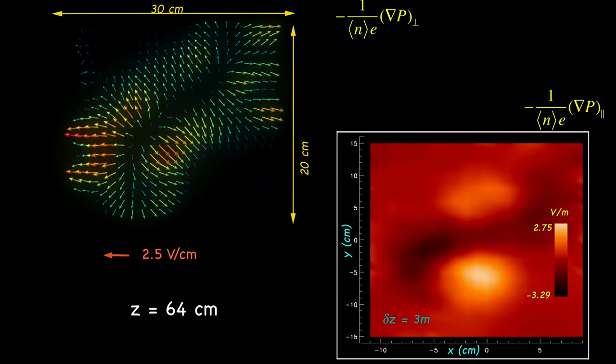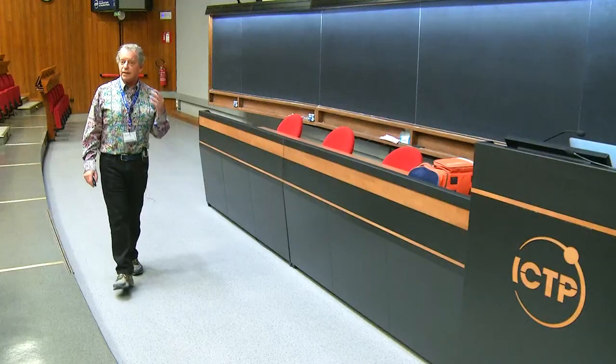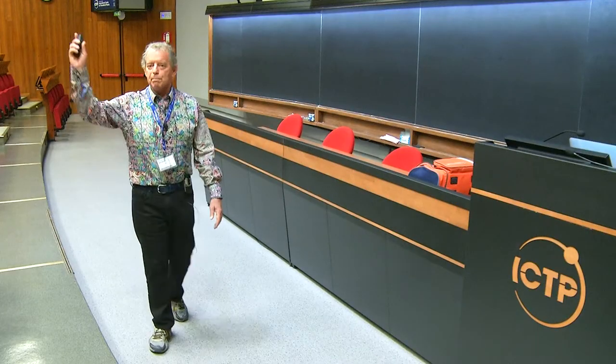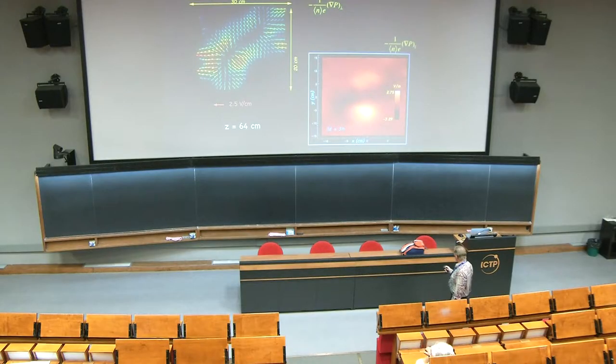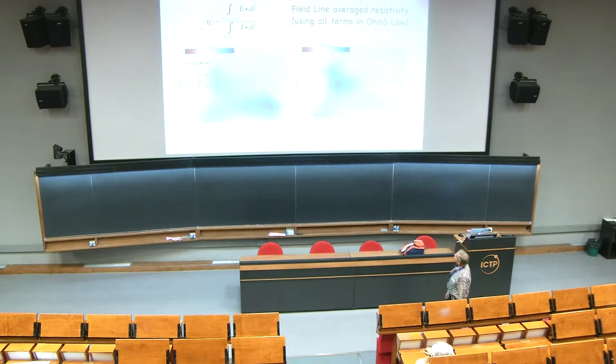I didn't show it. When you take all those terms in Ohm's law and add them up, the thing that really dominates everything is grad phi, the gradient in the plasma potential, the space charge, the electrostatic field, the biggest thing of all. All right? So next I put it into Ohm's law and calculated.